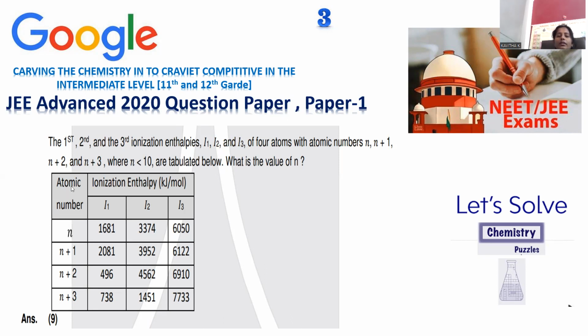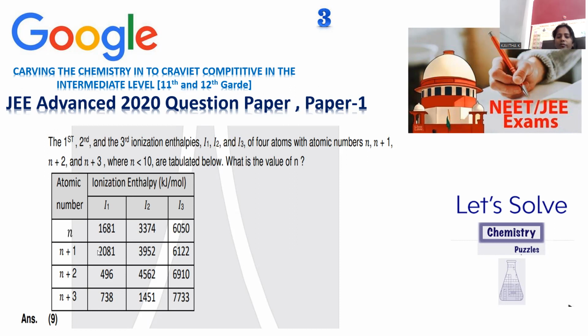This is the way to go, and the atomic number codes are provided as N plus 1, N plus 2, and N plus 3. If you observe carefully, for atomic number N, the first ionization enthalpy is 1681, the second is 3374, and the third is 6050. If you see all these parameters, they are not ready to remove the electron. Rather they have a tendency to accept the electron, it seems. So N denotes a non-metallic substance. From this data it is very clear. Move on to N plus 1 data.